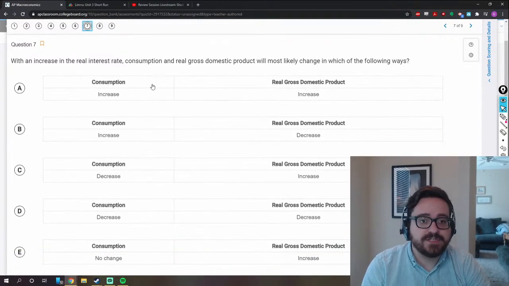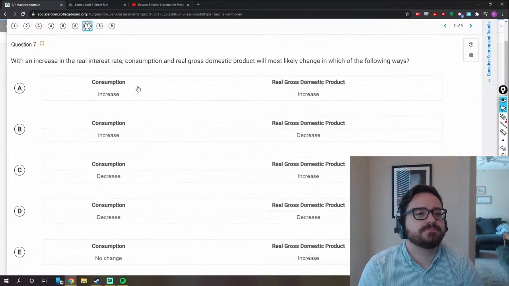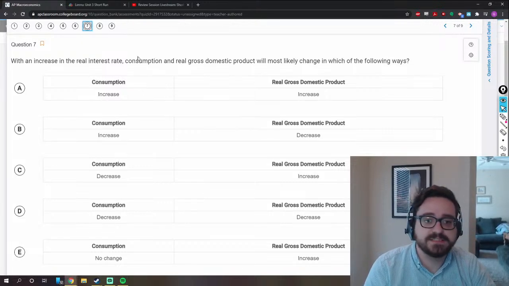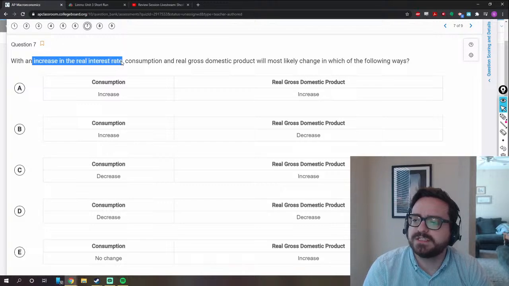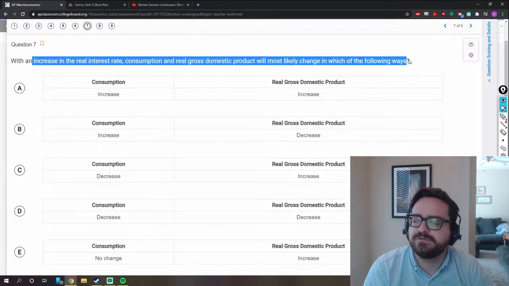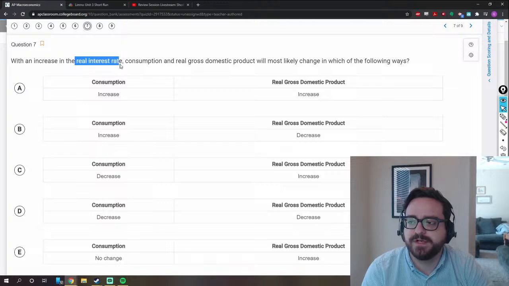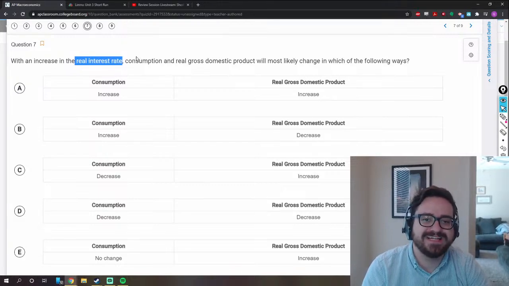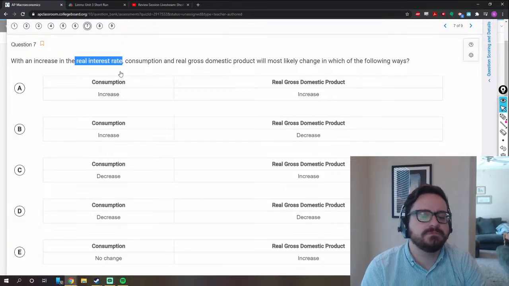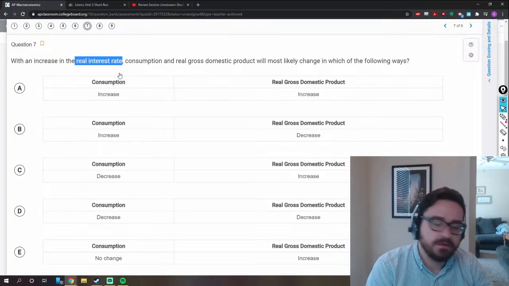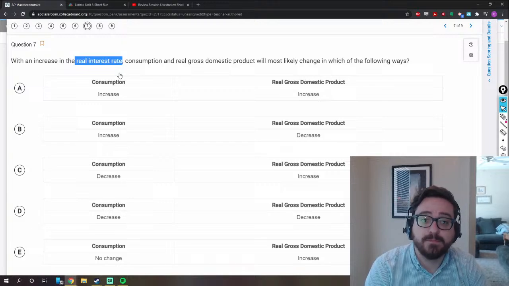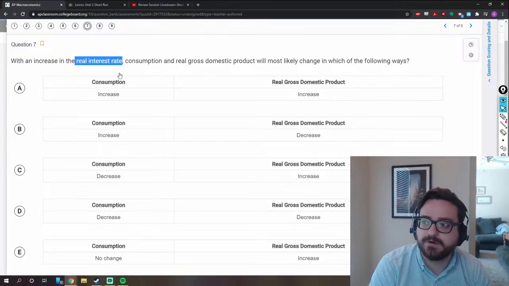Here's the one that I mentioned with the interest rate stuff. An increase in real interest rate, consumption, and real GDP will do which of the following? Okay, so real interest rate is just the actual, like, guaranteed price of a loan, as opposed to nominal. Real will tell you actually how much you're paying. So if it's higher, I'm paying more for a loan for sure. Like loans are getting more expensive.